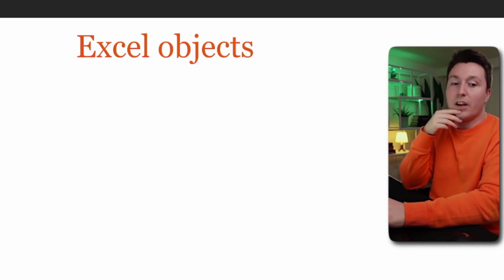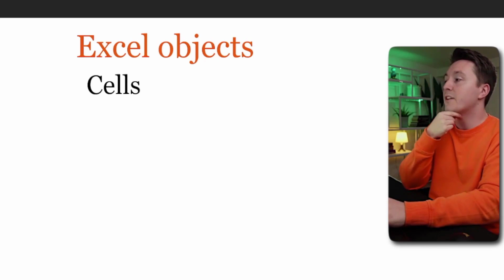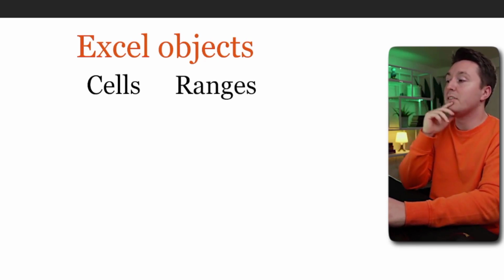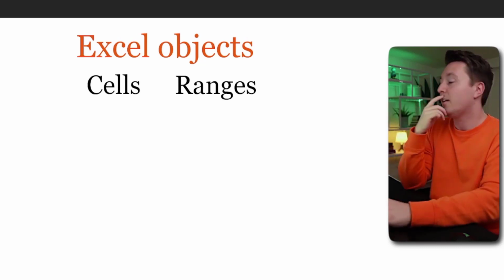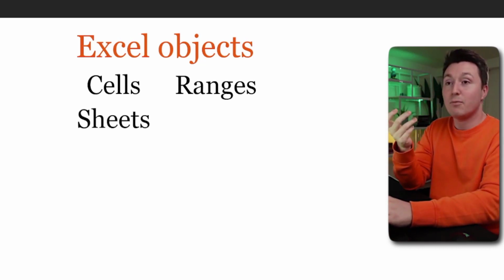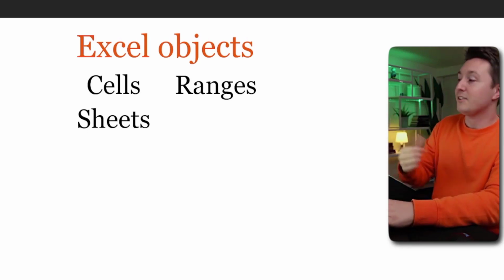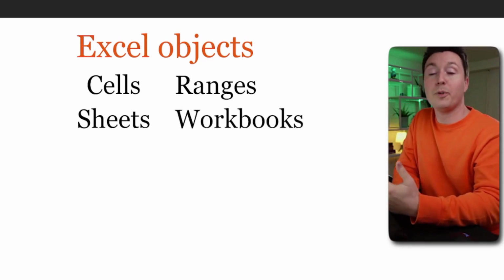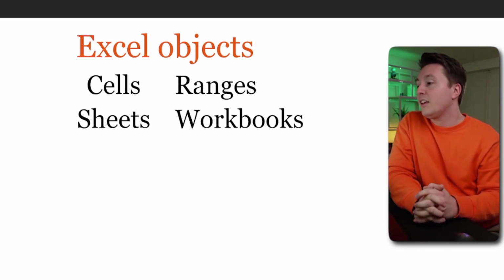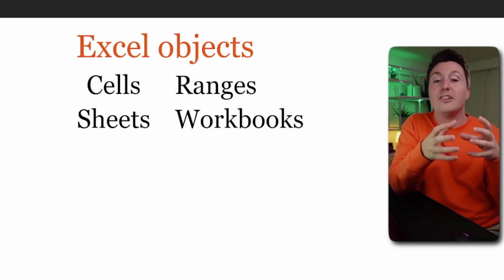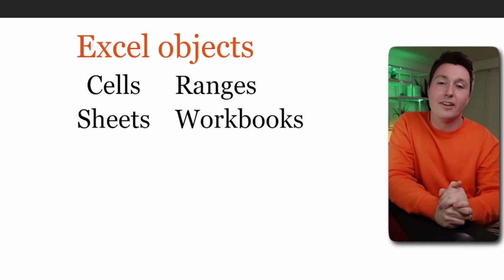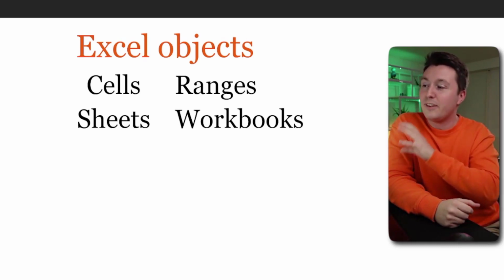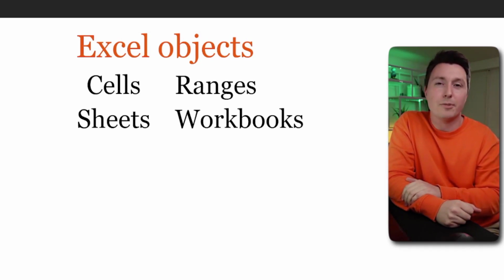So in Excel there are a lot of objects as well. There are cells, there are ranges, which is just multiple cells put together. Then there are sheets, which is basically also just a lot of cells put together into a sheet. So cells, ranges, and sheets, and workbooks, which is an Excel file. So the workbook is an object in itself. It contains sheets, ranges, and cells, and a lot of other stuff. But these are the most important ones.